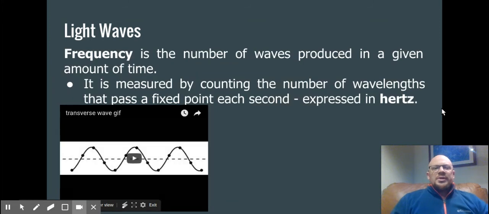When we talk about frequency in light waves, it's the same basic idea as in a sound wave, just because you measure some of those things a little bit differently. I think it's a little bit easier to see in a transverse wave. And so frequency is the number of waves produced in a given amount of time. And so when we measure it, we're measuring it in how many wavelengths go through a specific point in 1 second. And we measure this in hertz.